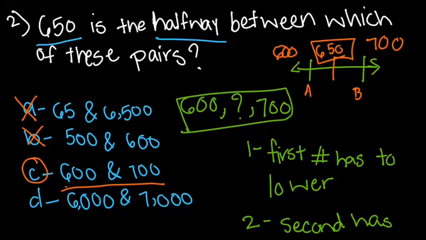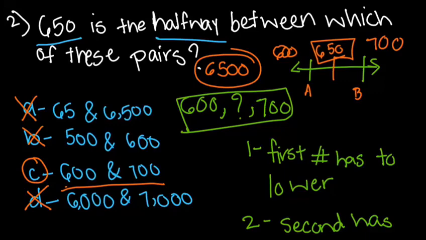And since we found our right answer, that means 6,000 and 7,000 is not the right answer. It would have been if the halfway number was 6,500, but it's 650 and not 6,500.